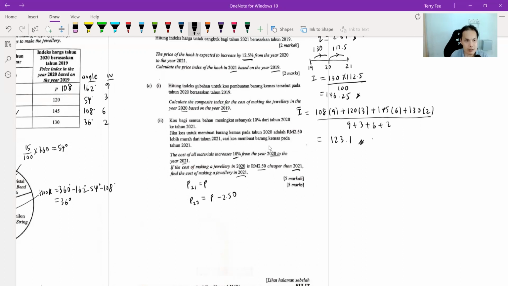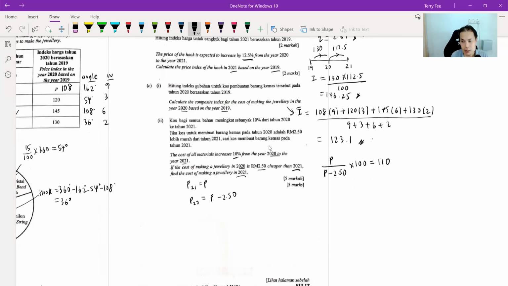Now actually this one has nothing to do with the earlier one, because we are only concerned about the price index or the increment from 2020 to 2021. What we have earlier is from 2019 to 2020, so nothing to do with the earlier part. So I'm going to write like this: price in 2021, which is P, divided by price in 2020, which is P minus 250, multiplied by 100, it increased by 10%. Now, 10%, we have to write 110, right?